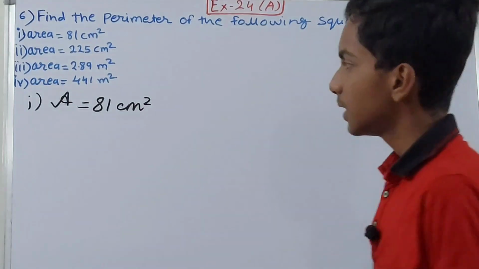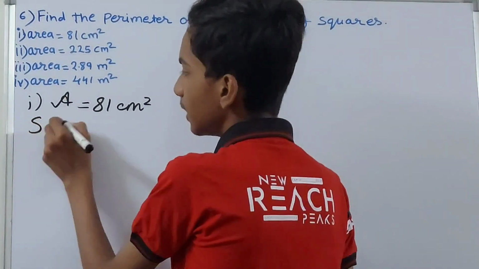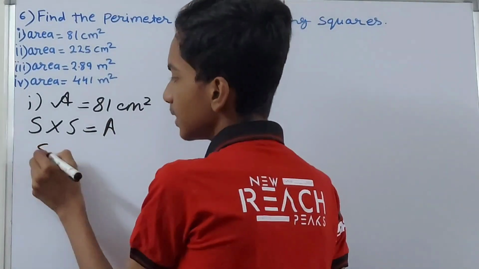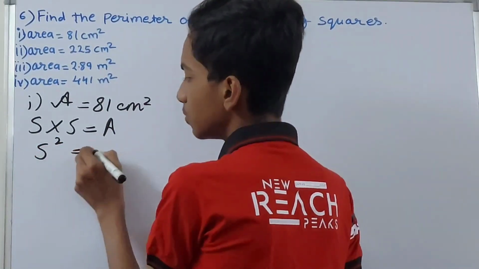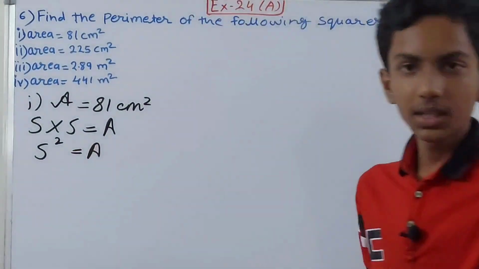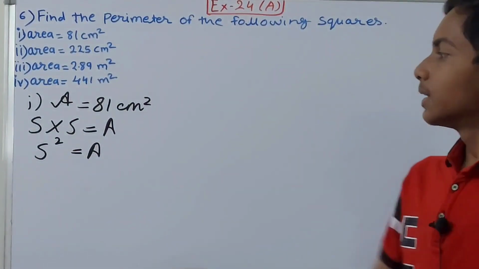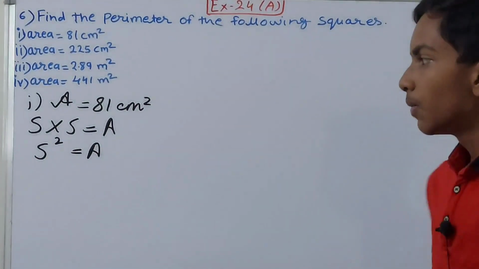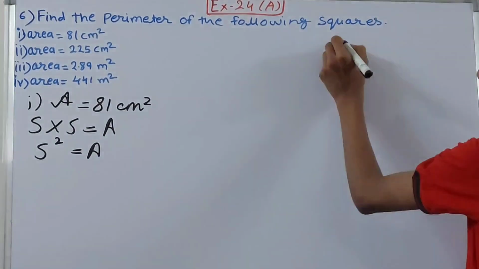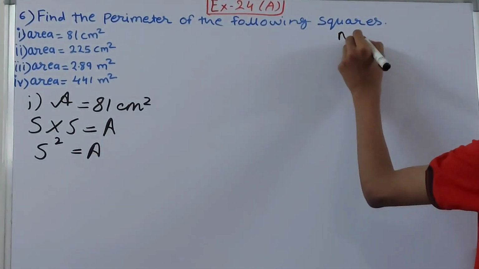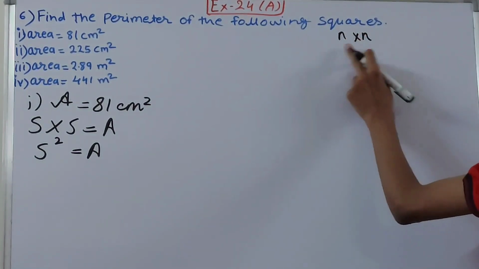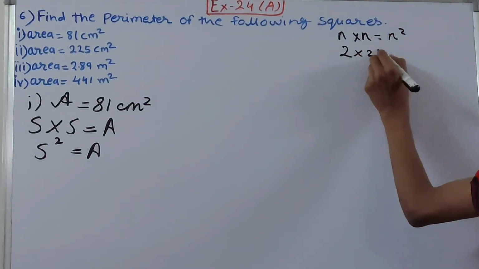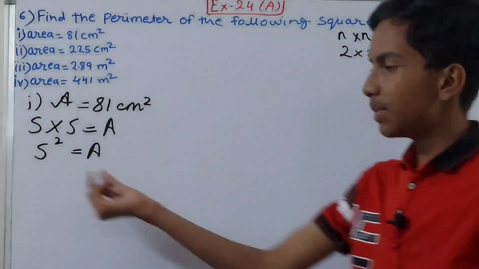But what we know is that side into side is equal to area, right? That we can say as side square equals area. Now you can see here that the side square equals area. So if we see what square means, if I am multiplying any number, let's say n, two times by itself, n into n, this is n square. Suppose I have 2, so 2 into 2 is 2 square, right? This much we know.